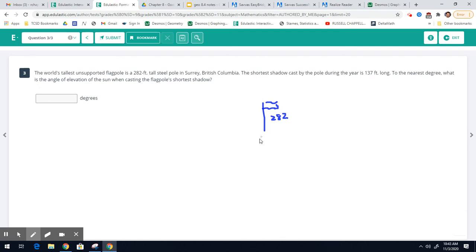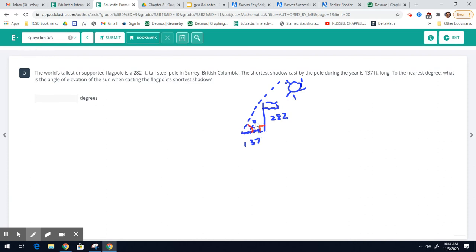Now, it does cast a shadow. So I'm going to say my sun is over here. So we'll cast a shadow of 137 feet. And we want to know what is the angle of elevation. So this is my horizontal. My line of sight to the sun will create that angle of elevation right here, which is going to be our x. We are assuming that the flagpole is perpendicular to the ground, and here's our picture. I suppose I should have made my triangle bigger, but so it goes.